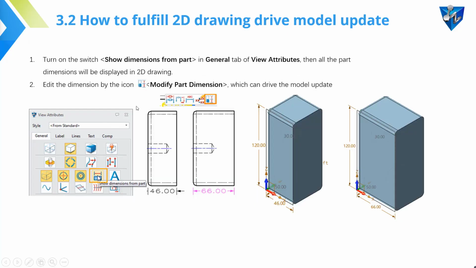And about how to fulfill the 2D drawing driven model update, the first thing we need to do is turn on the switch showing dimensions from part first, and then we can edit this dimension to drive the part, the model update. So that's all the information about 2D drawing introduction. Thank you for watching.